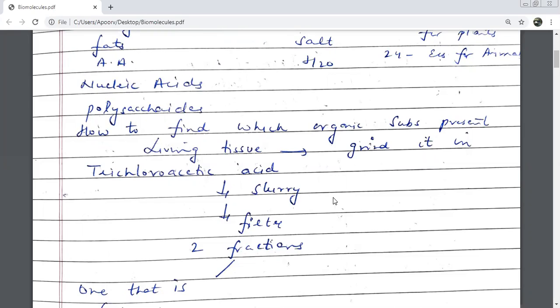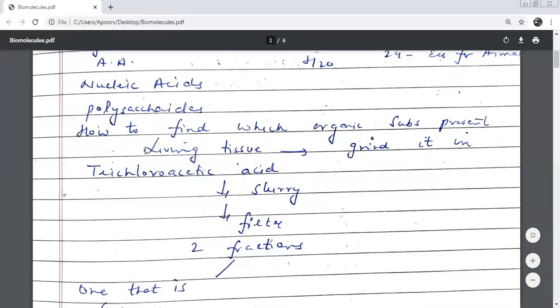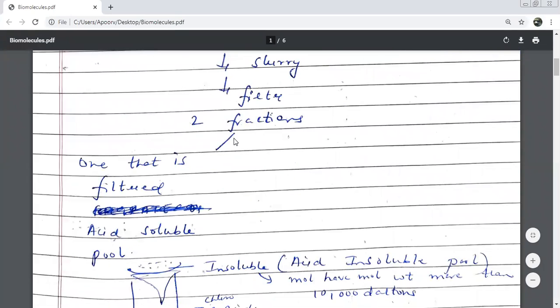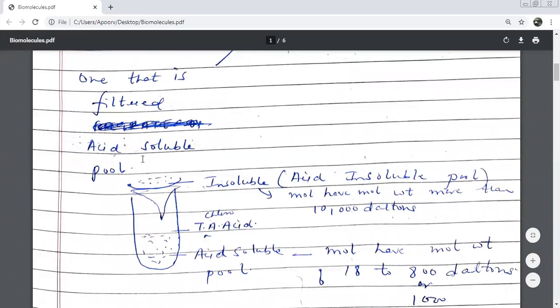A paste. If you remember the gobar gas plant, you must have done the biogas plant in class 10th. When you mix dung and water, the word we were using was slurry. So slurry means a paste. We'll filter this slurry and we'll get two fractions. One part will filter through the filter paper, come here and dissolve. It'll be soluble in the acid. The other part, which you're getting on the funnel, is insoluble, which is not dissolving in the acid.